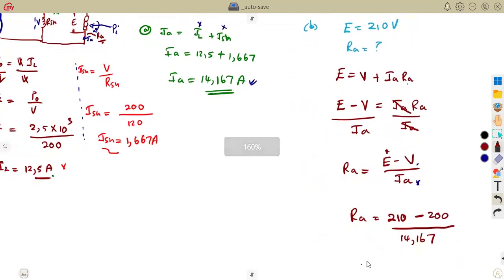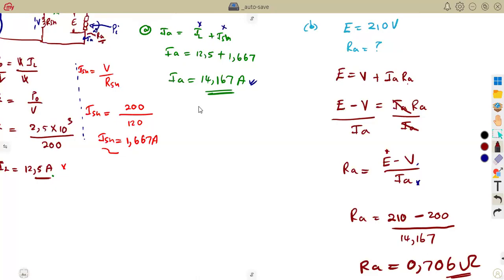The armature resistance was going to be obtained from there. So simplifying this, you're going to obtain 0.706 ohms as the resistance that is affecting our armature.